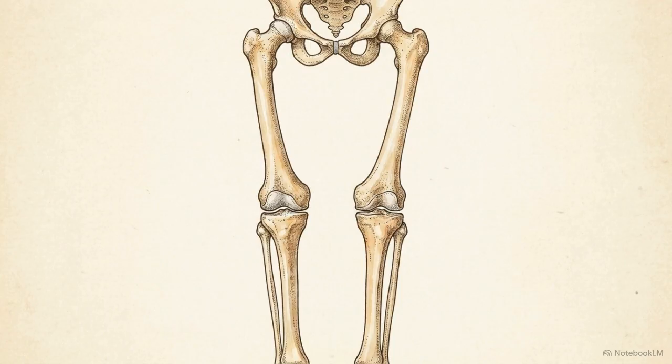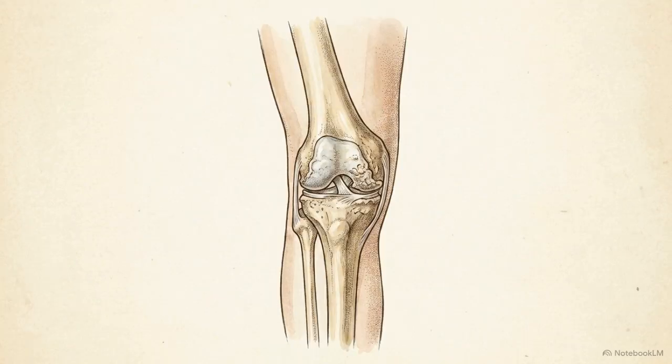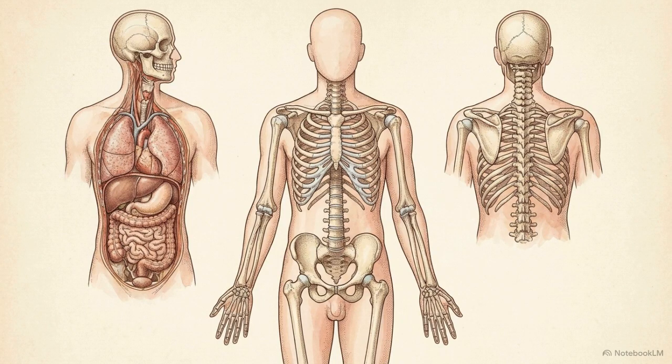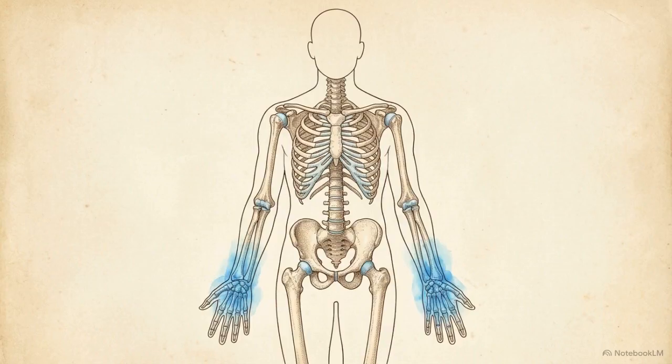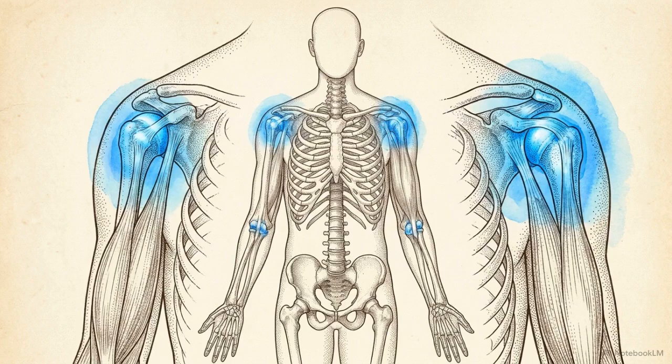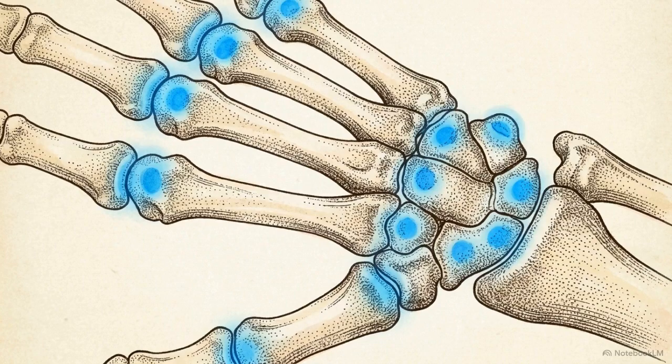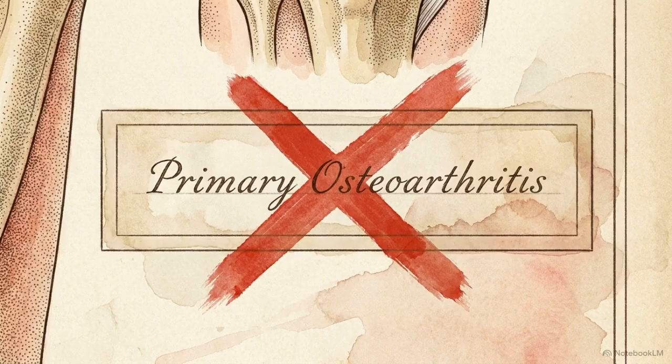However, there is a key mechanical distinction. While primary osteoarthritis usually targets the medial compartment, causing a varus deformity, CPPD-associated osteoarthritis frequently affects the lateral compartment, resulting in a valgus deformity. It also appears in joints typically spared by standard wear, such as the wrists, the shoulders, and the metacarpophalangeal, or MCP joints. Looking only for traditional medial joint wear guarantees these atypical distributions will be misdiagnosed.